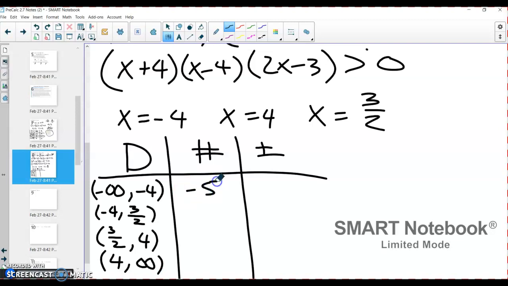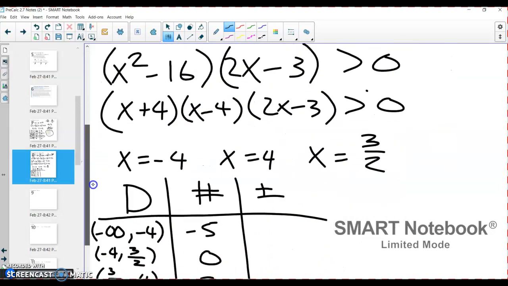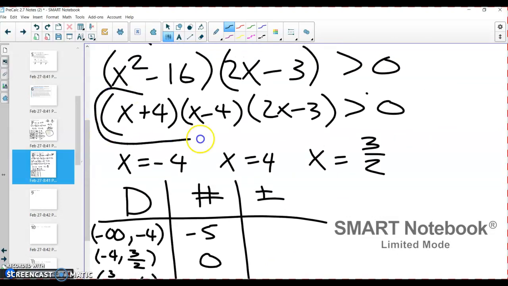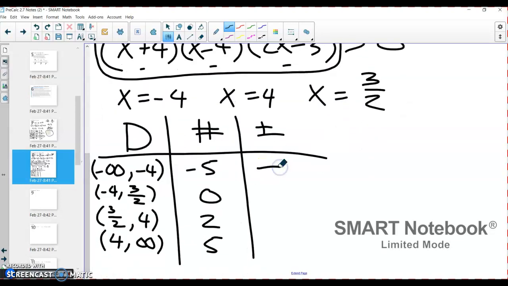The best one here is negative 5. The next one here could be 0 because that's between negative 4 and 3 over 2. The next one I could choose 2 because that's somewhere in that interval. And then the last one would be 5. Now, instead of using my original equation, because I don't want to use any cubic stuff, I'm just going to use this here to test my points. So I plug in negative 5. This is going to be a negative, negative, and negative, which means 3 negatives multiplied together, we're going to end with a negative.